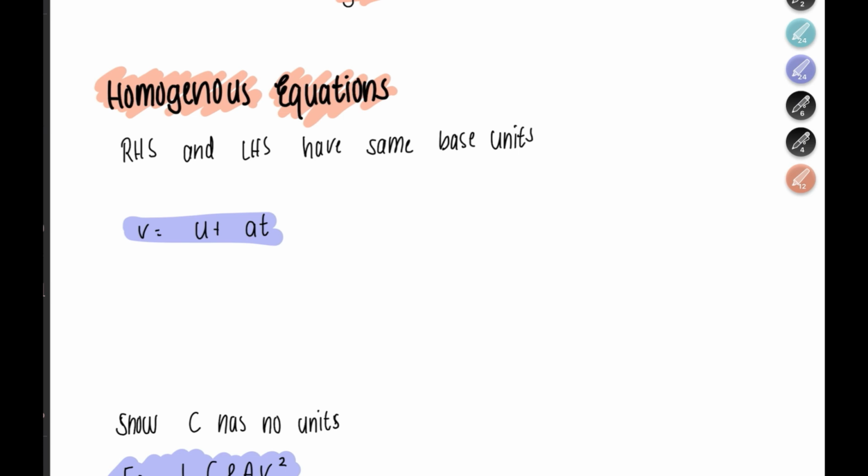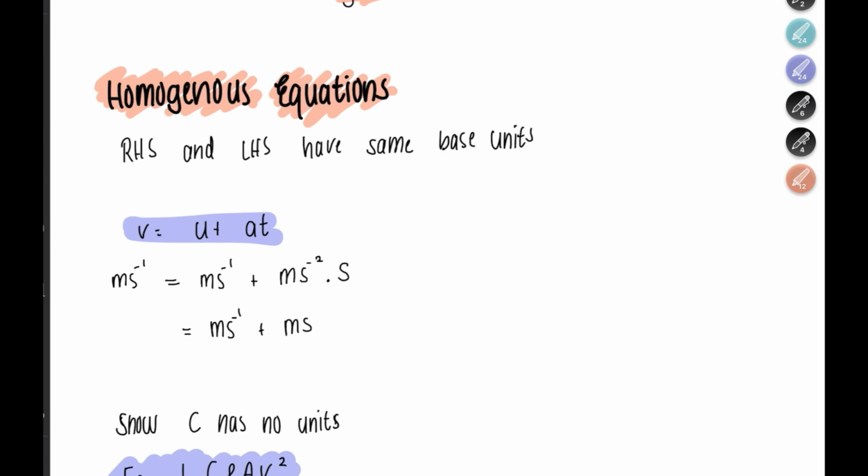Let's write them down. So it's v equals u plus at. v is velocity, so the unit is meter per second. This equals, what about the right hand side? u is initial velocity, so this is also meter per second, plus acceleration. Acceleration is meter per second square multiplied by, this dot represents multiplication, time, which is second. So if you simplify this, this is going to be m s^-1 plus m s^-1.